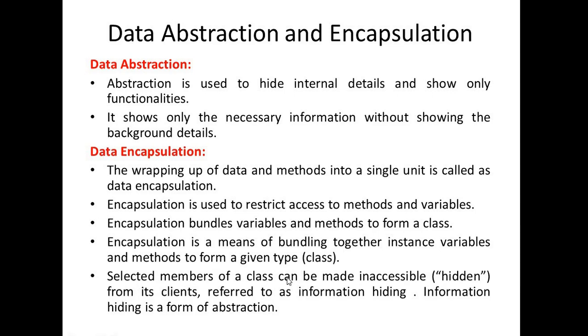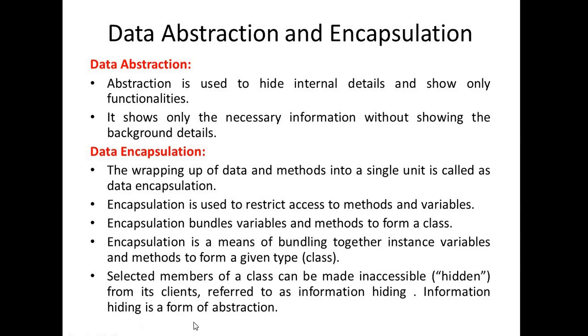The selected members of a class can be made inaccessible from its clients. As I told, we can hide a few data without showing them to the outside world. The members may be a data member or a member function, and they can be hidden. This hiding is referred to as information hiding. Why do we hide certain information? Because there may be a chance of modification from outsiders, hence the data is hidden here.